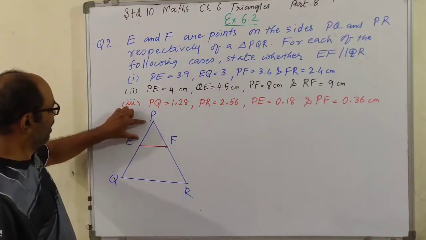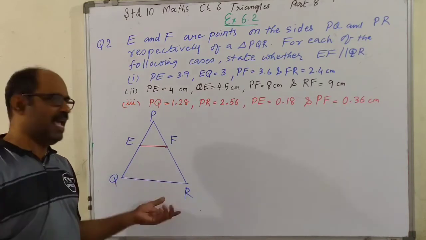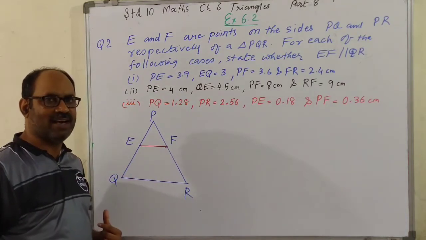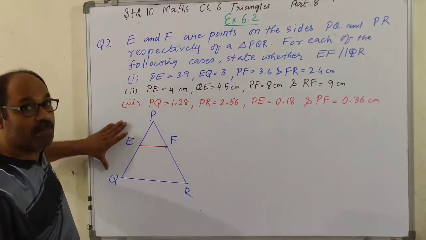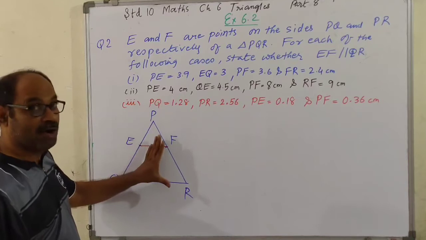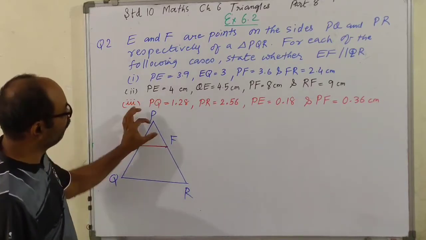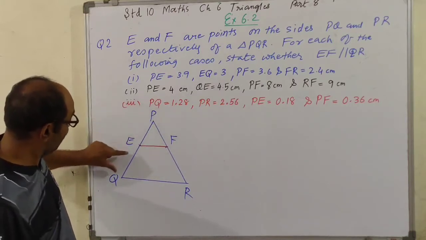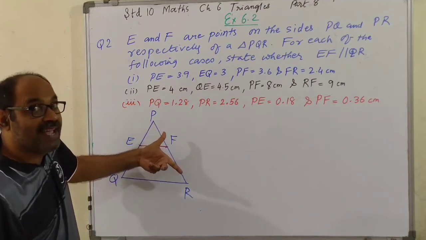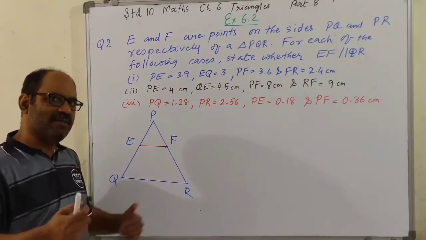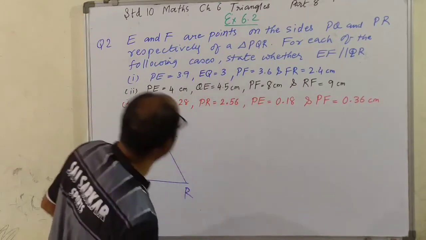First, if PE upon EQ is equal to PF upon FR, yes, the red segment is parallel. The red line is parallel to QR. If PE upon PQ is equal to PF upon PR, then also EF will be parallel to QR. If EQ upon PQ is equal to FR upon PR, then also it's parallel. You will get any one of these three. Let's see case 1.